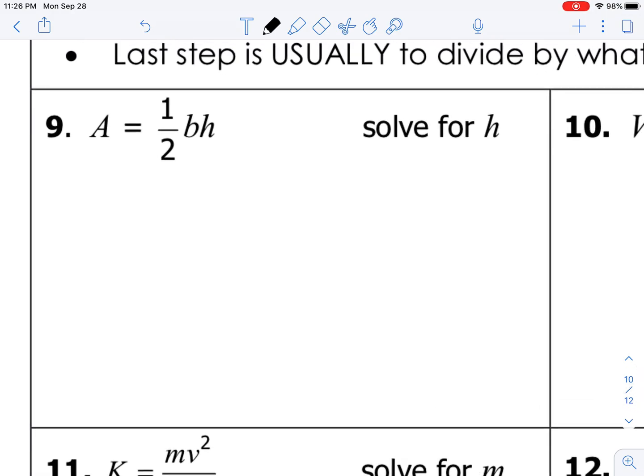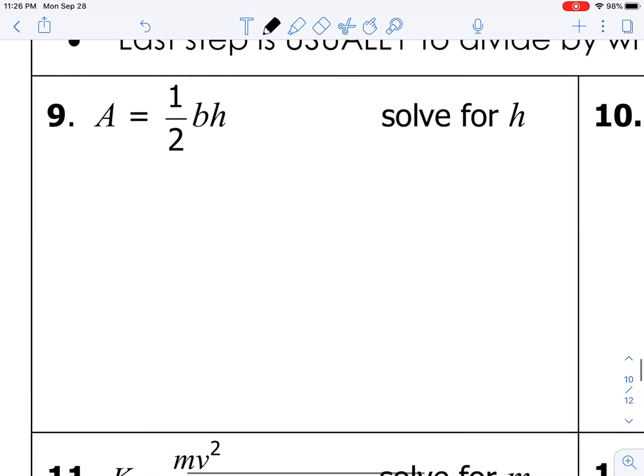Okay, kind of the multi-step. So number 9. Anytime that you're doing literal equations and you have a number in there and you have to get rid of the number, so like in this example, you're solving for h. Well, what do you need to get rid of? You need to get rid of the 1/2 and you need to get rid of the b. Always get rid of the number first, all right? So in order to get rid of the number, okay, we would have to divide.